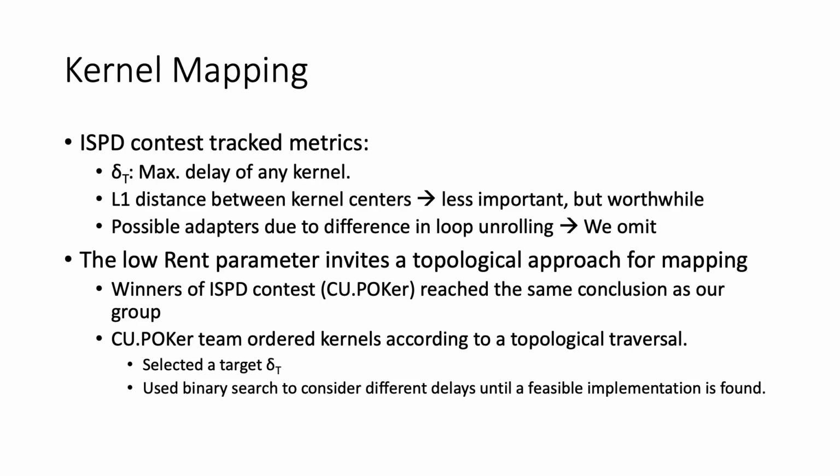The low Rent parameter was something that was noticed by a number of teams that were competing in the ISPD contest, and in particular the winner of the ISPD contest, which was CU Poker from CUHK. They observed this and took advantage as well. What you can do is you order the kernels by just a topological traversal. This gets you a good ordering, and then what the CU Poker team did was they selected a delta t, a target speed, and they were doing this through binary search, trying to find the fastest delta t where you can find a feasible solution.